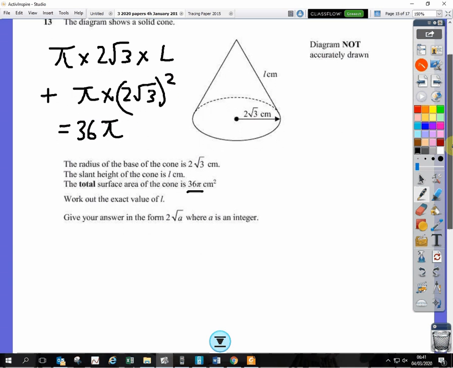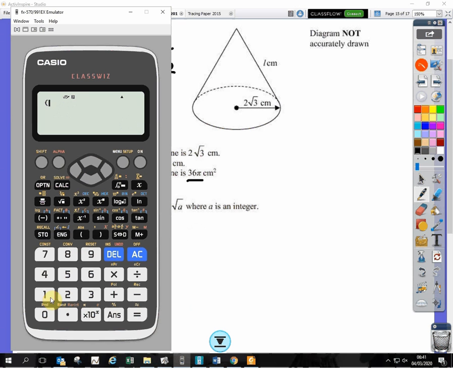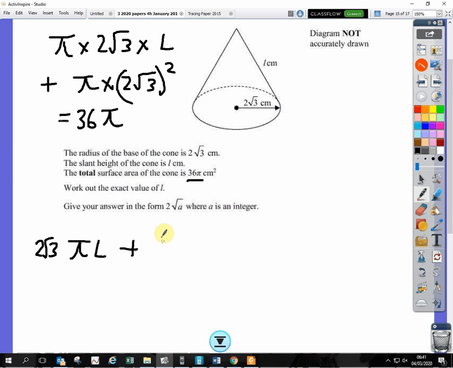Now, we just need to tidy this up a little bit. Okay, so let's have a look. Pi, well, if I write it a different way, 2 root 3 pi L plus, now what is 2 root 3 squared? We type it in the calculator as long as you type it in brackets. So 2 root 3 squared. Okay, that's 12. So we have 12 pi, and that equals 36 pi.